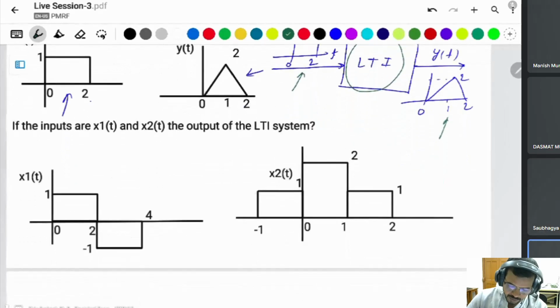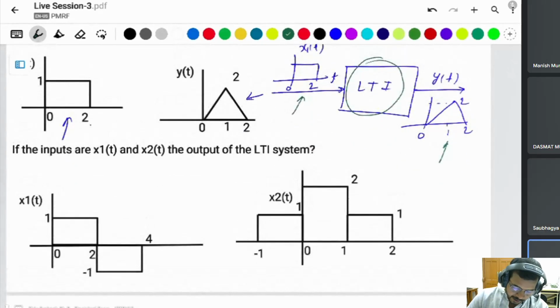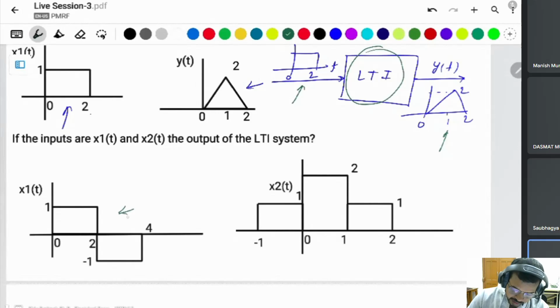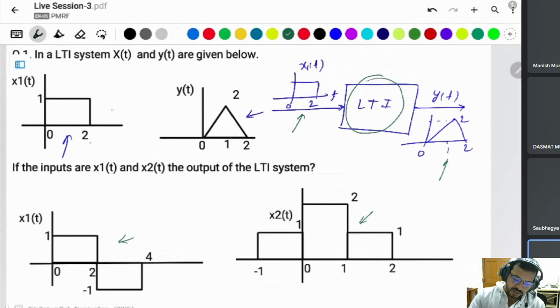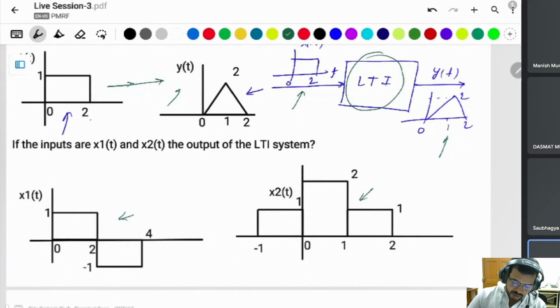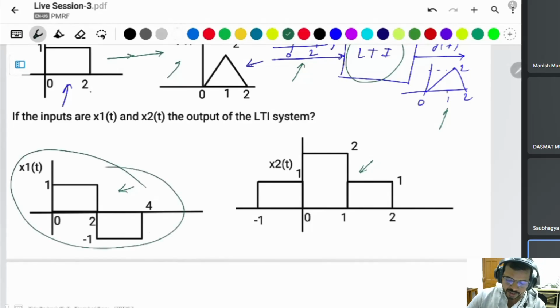It is not given. But the question is asking, if the input is like this, then what is the output? Or the second thing, if the system looks like that, then what is the output? First, given this input, the output is this one, processed by some LTI system. After that, I will give the input like this, then asking what is the output here and what is the output here.